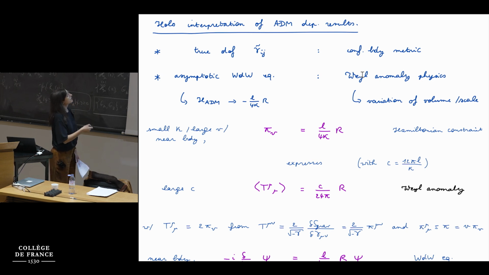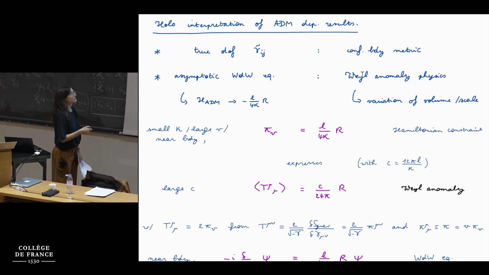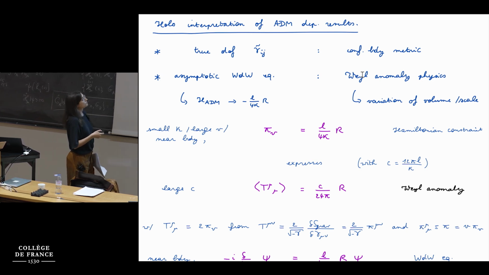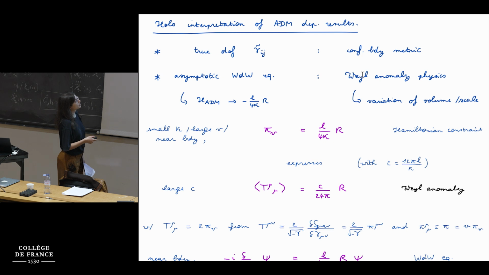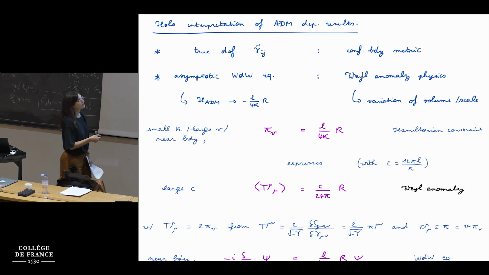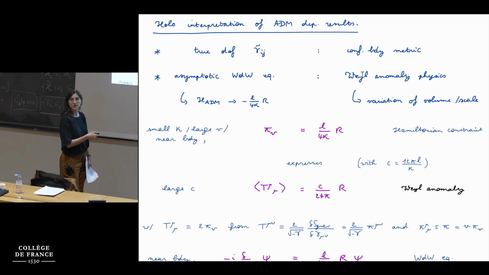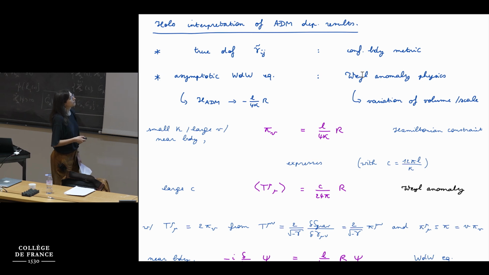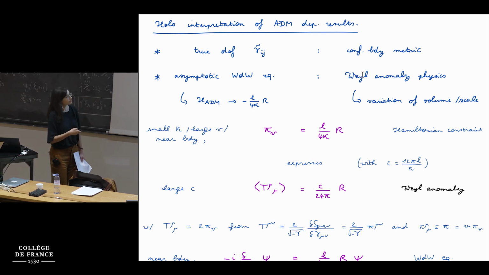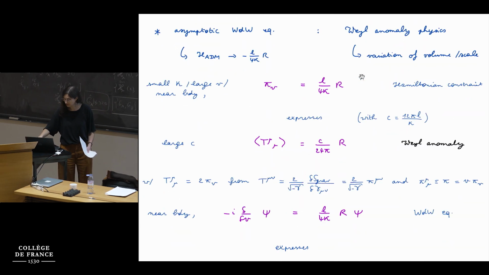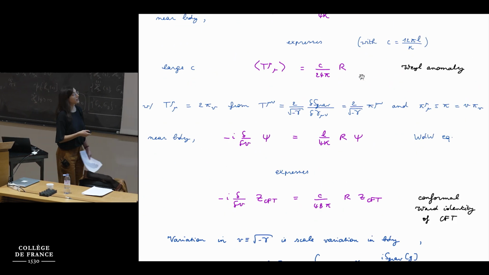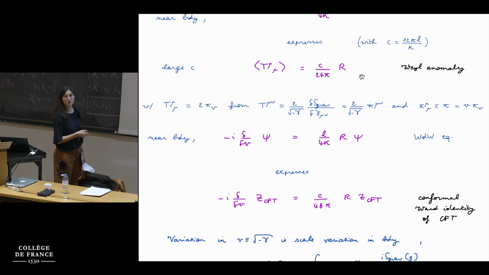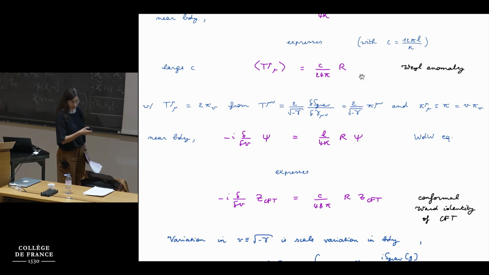So you can see that the asymptotic Wheeler-DeWitt equation contains Weyl anomaly physics in two ways. Using the Hamiltonian constraint, the dual physics can be read off in terms of the dual CFT stress tensor, or at the level of the Wheeler-DeWitt equation, you can read it off in terms of the CFT partition function. Okay, so let's go a bit slower, go back up.